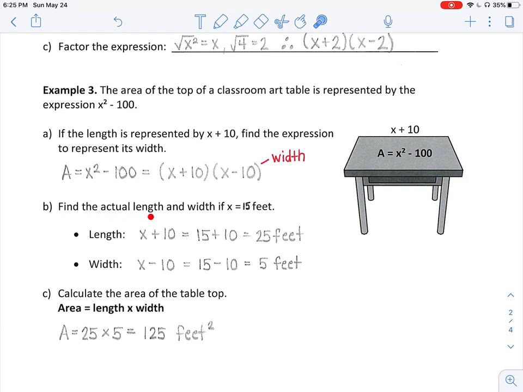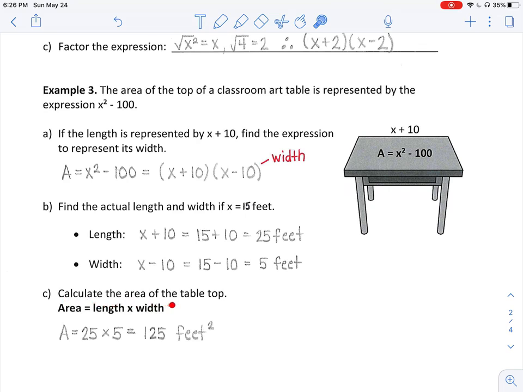Find the actual length and width if x is equal to 15 feet. It's a big table. So our length, x plus 10, which is here, right? Or 15 plus 10, because we know our value for x, they gave it to us. 15 plus 10 is 25. So this whole piece here, or this whole length is 25. The width would be x minus 10. X is 15 minus 10 would give us 5 feet. So this would be 25 feet, and this would be 5 feet.